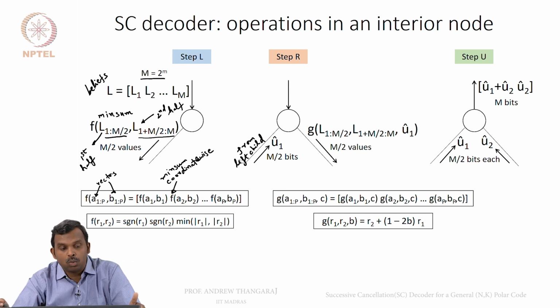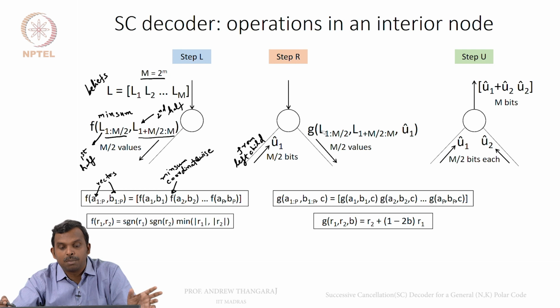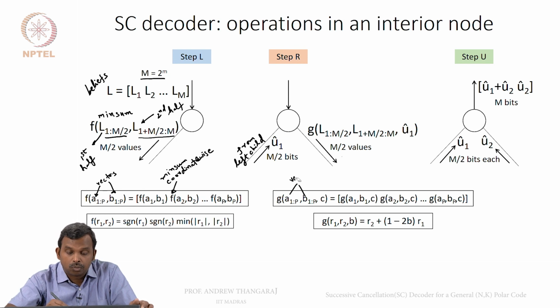In step R, what it does is the G operation. So you remember the G operation. G was the repetition code sort of operation. Once again, the L is split into two parts, the first half and the second half, and then these decisions are also used, and together this G operation is done, and you compute m by 2 values. How is this done? If you have two vectors here, this is a vector of beliefs, and this is a binary vector. So this is the decision here.